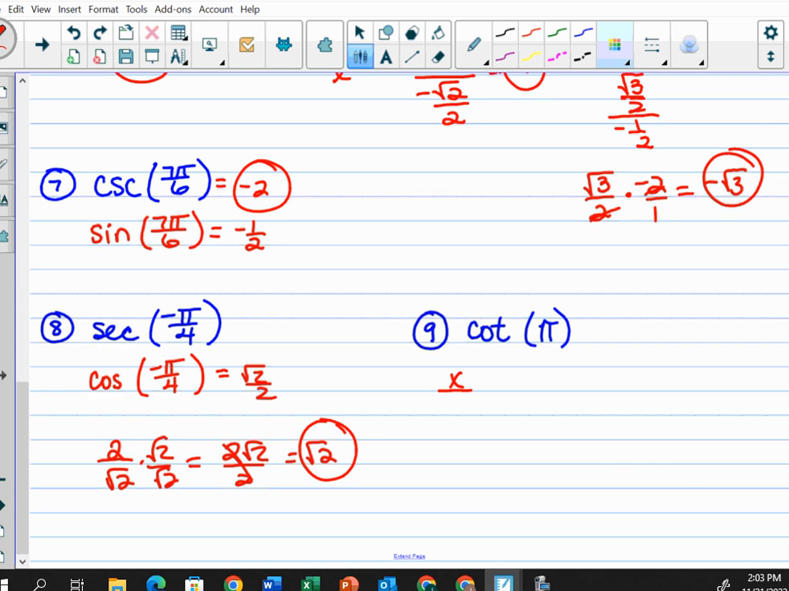Cotangent, you got to do x over y. At pi, what is the x value? Okay, what's the y value? 0. Can I divide by 0? No, it's not no solution. It is undefined. It is not 0. Can we just write error next to it like the calculator does? No, do not write error. When we get to graphing all the trig functions, where they're undefined is where the graph has asymptotes. So that's why we have to write undefined.